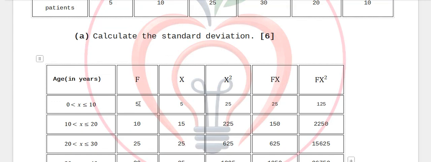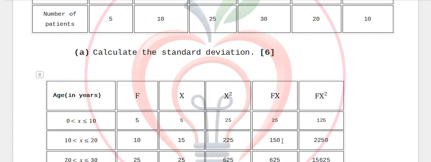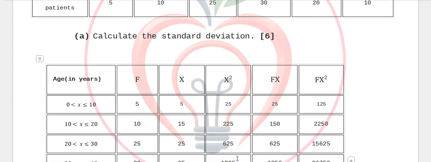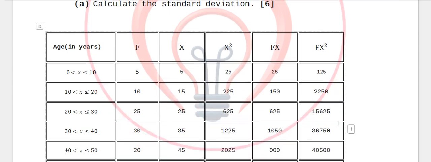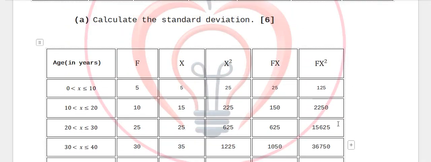For fx, it is 5 times 5, which will give you 25. 10 times the f, 25 times 25, just like that, and then you'll find everything up. And for fx squared, just f and x squared, guys. 5 times 25, 10 times 225, you'll get everything here. Once everything aligns properly, you can find the total of all these.